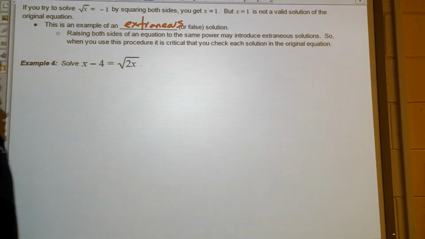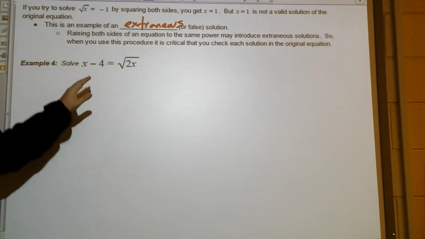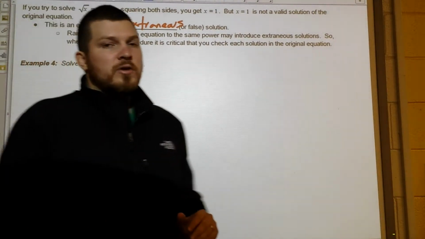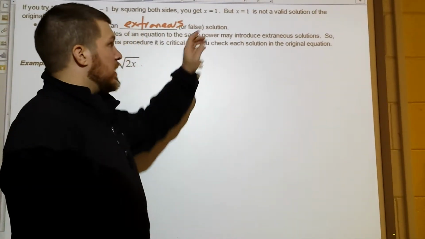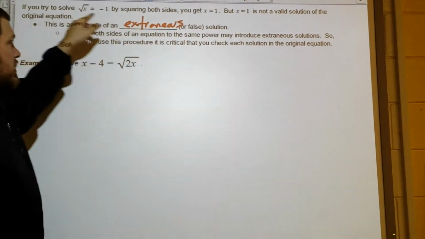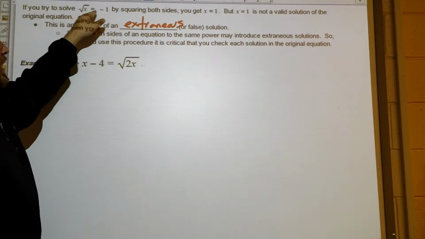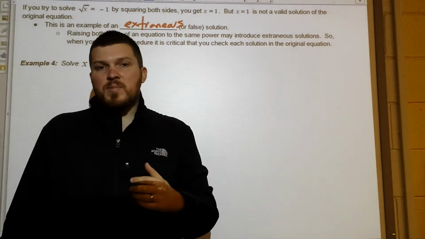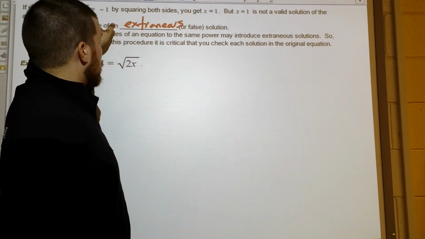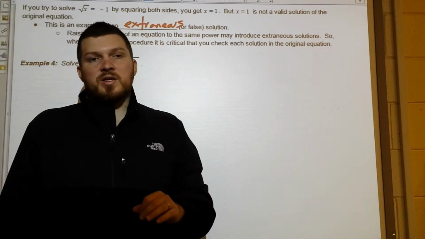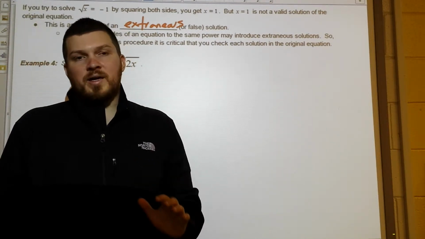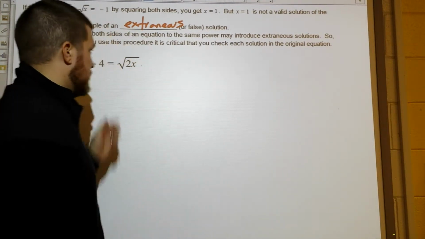or false solution. So pretty much what you can do to check to see if you have an extraneous solution is take your answer and plug it into the original equation. If it works, great, keep it. If it doesn't work, then it's called extraneous, and you just throw it out. You pretend that answer didn't exist at all. So let's do an example.